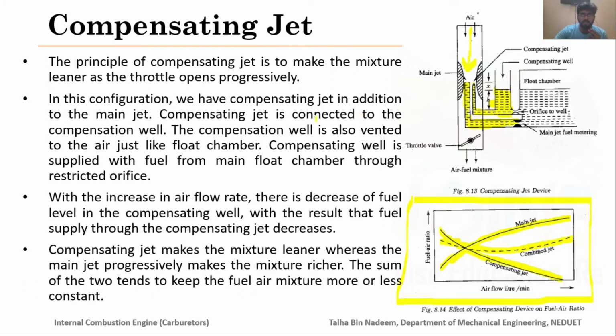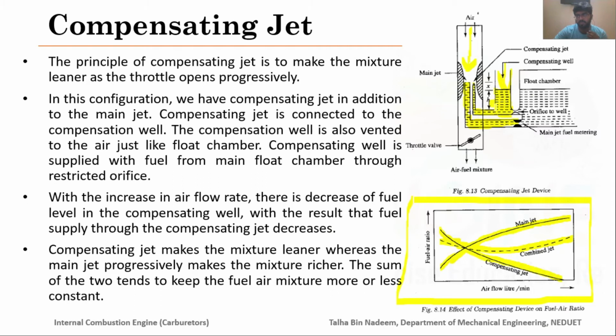The compensating jet is connected to the compensating valve here, and the flow is being restricted by the orifice valve. The compensating valve is supplied with fuel from the main float chamber through a restricted valve. I have already explained this part. With the increase in airflow rate, there is a decrease in fuel level in the compensating valve, with the result that the fuel supply through the compensating jet decreases.